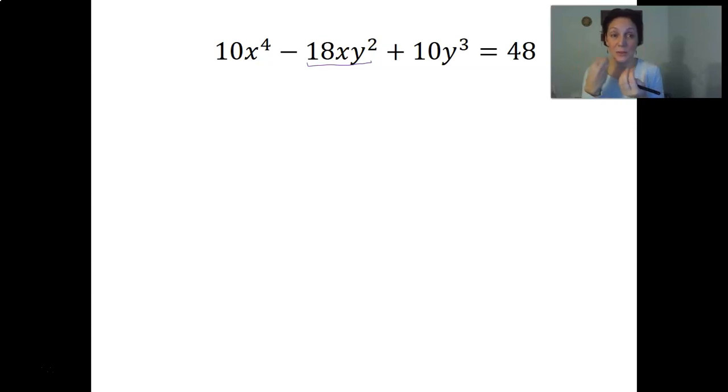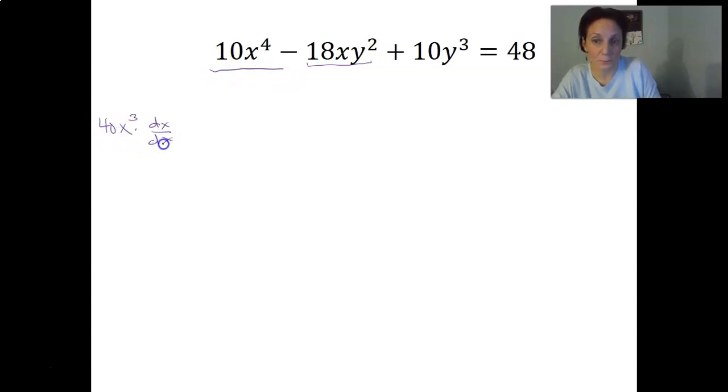When I take the derivative of the 18x, I'm going to do a dx dx. When I do the derivative of the y squared, I'm going to do a dy dx. But it's not until the moment that you take the derivative of something that you tack on the dx dx or the dy dx. I'll show you what I mean. So let's take the derivative of 10x to the fourth. That's going to be 40x cubed dx dx, right?